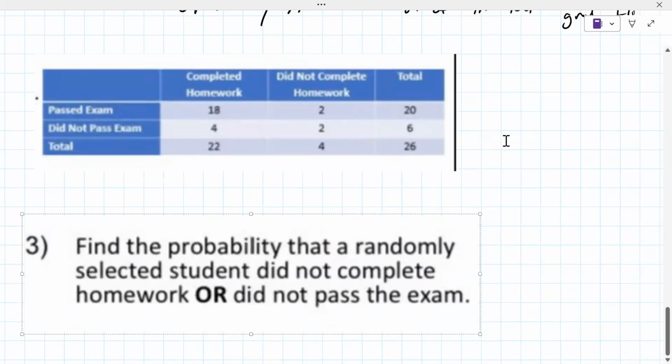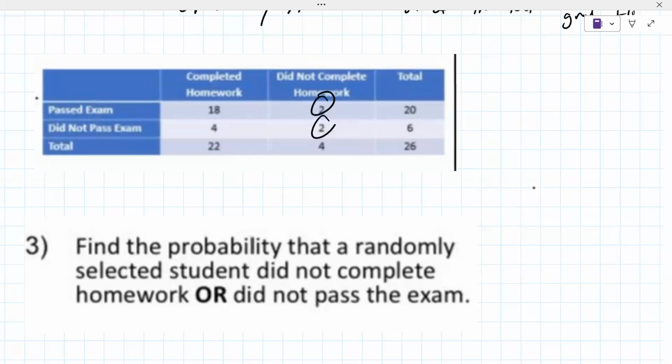Find the probability that a randomly selected student did not complete the homework or did not pass the exam. So does this mean I get to choose which one? Nope. In this case, "or" could be both. So remember the overlap thing. The did not complete the homework are those two. Did not pass the exam are those two. You're going to add those up, but you don't double count, like you don't double up on the same thing.